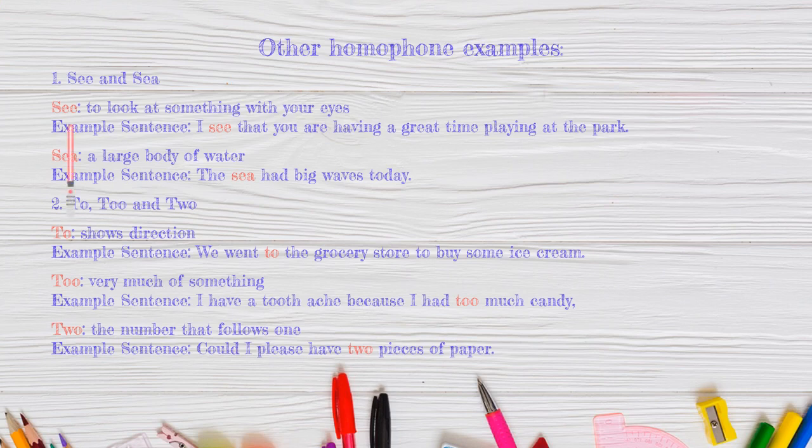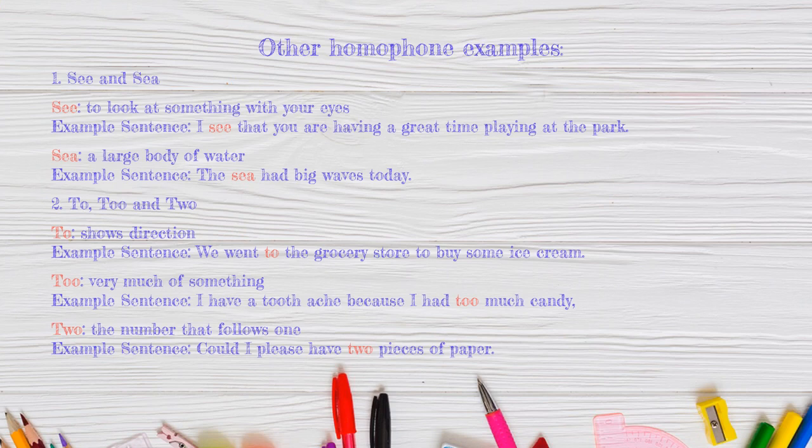The first see, spelled S-E-E, means to look at something with your eyes. Used in a sentence, I can say, I see that you are having a great time playing at the park. The second sea, spelled S-E-A, means a large body of water. When used in a sentence, I can say, the sea had big waves today.